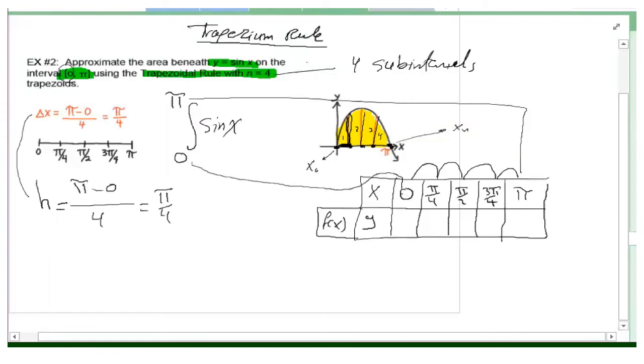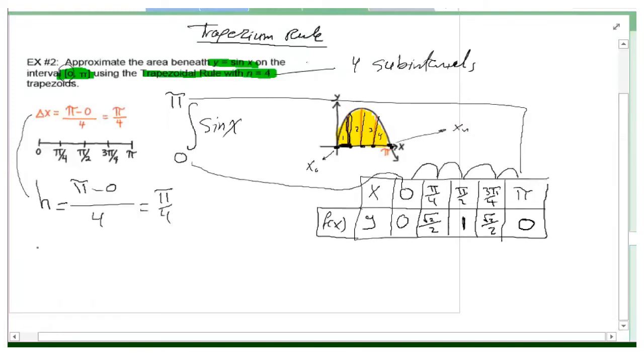Then I plug the values into the function. What is the value of sine 0? Sine 0 is 0. Then sine pi over 4 is root 2 over 2. Sine pi over 2, which is 90 degrees, is 1. And then sine 3 pi over 4, which is 135 degrees, is root 2 over 2. We are going to use the exact values. Then finally, sine of pi is equal to 0.